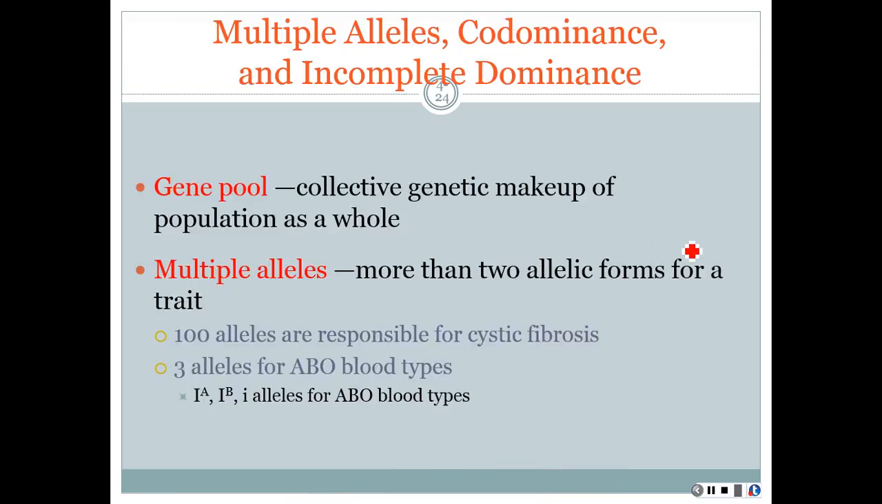Alright, so when we look at a gene pool, some genes have multiple alleles within the gene pool of the population. And a gene pool is a collection of genetic makeup of a population as a whole. Now we have multiple alleles, which is more than 2 allelic forms of a trait. Now, the AB blood types have two dominant alleles. We have the IA and the IB, and one recessive little i.